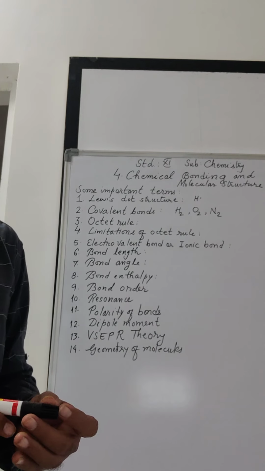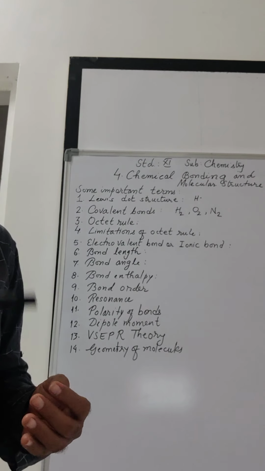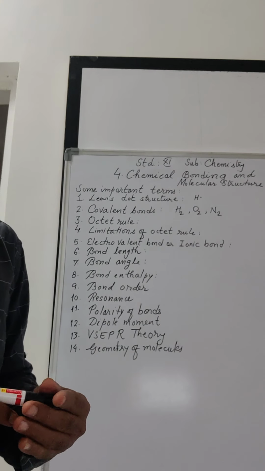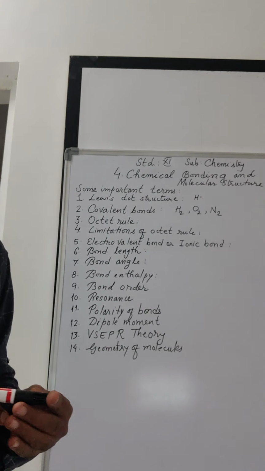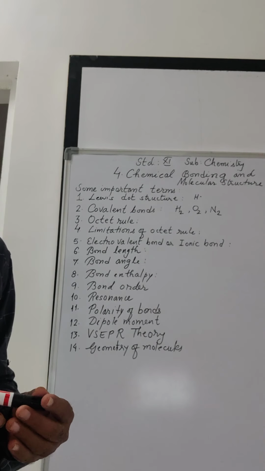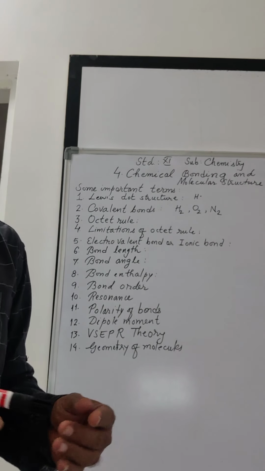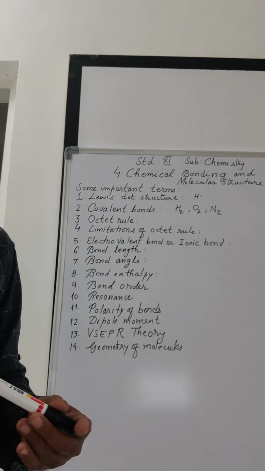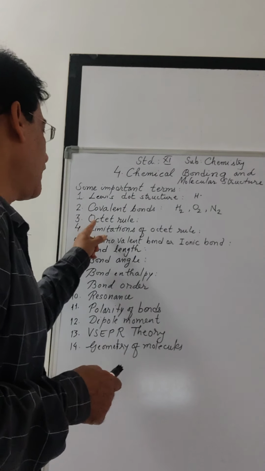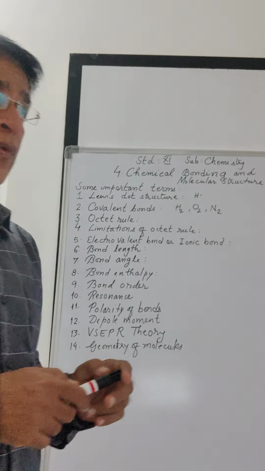And if two atoms share three electron pairs, the covalent bond between them is called a triple bond, like N2. Now, next topic is octet rule.